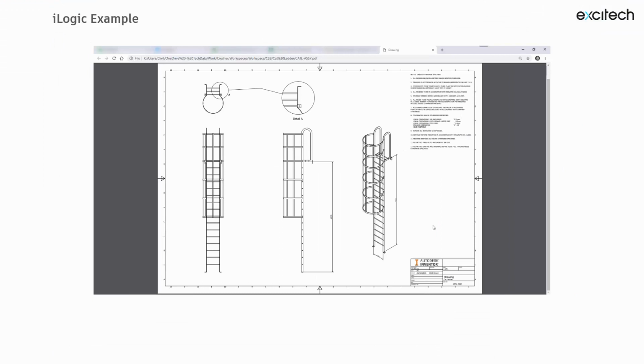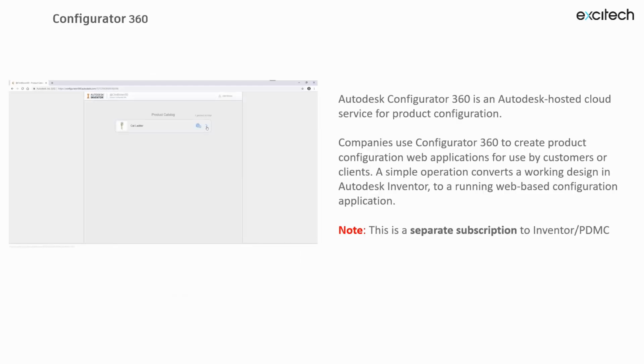So for someone that designed these cat ladders every single day, they now have a couple of minutes to generate a really quick set of drawings and 3D models of their design. But we can put this into Configurator 360.